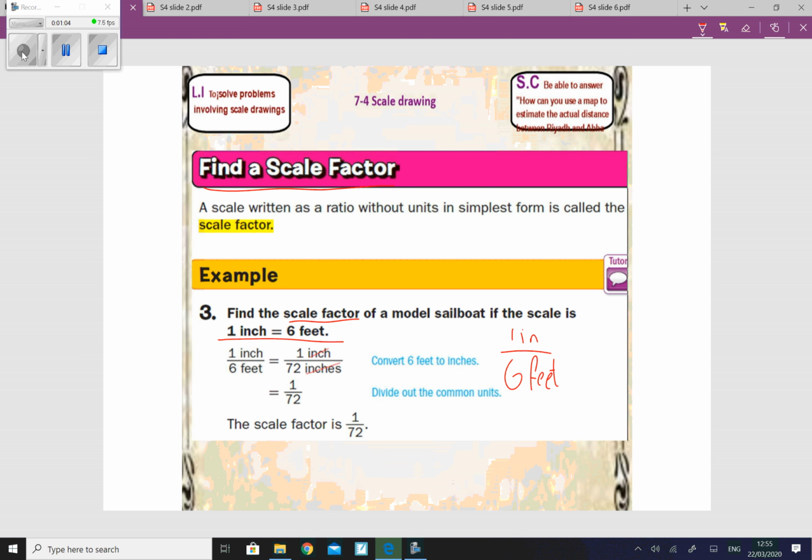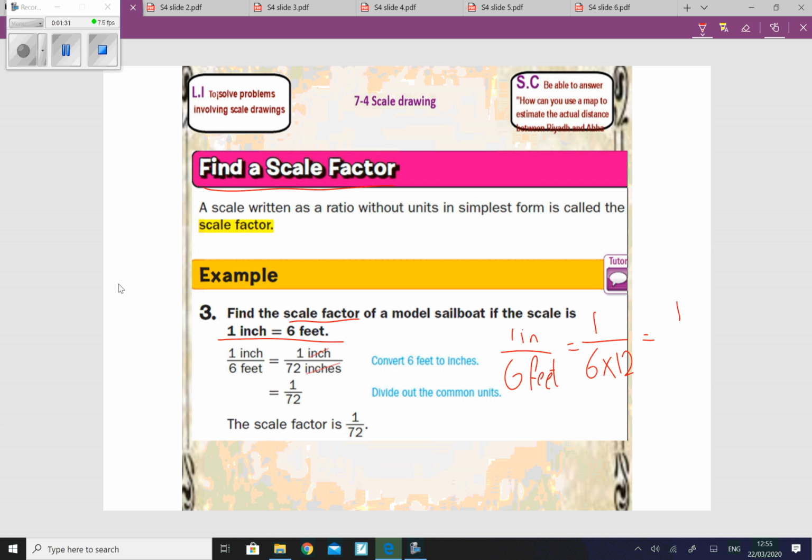Okay, and I have to write the unit because the unit is very important at this point. What am I going to do? I have to make them the same unit. So I will convert the 6 feet into inches. So it will be 1 over 6 times 12 to make it inches. Only the feet, I will convert into inches.